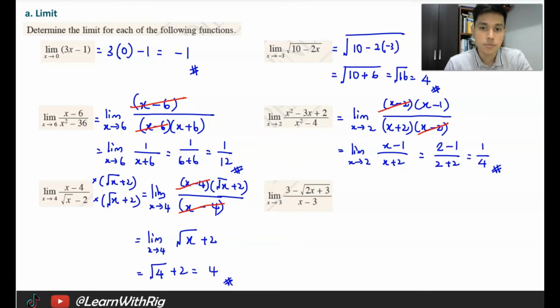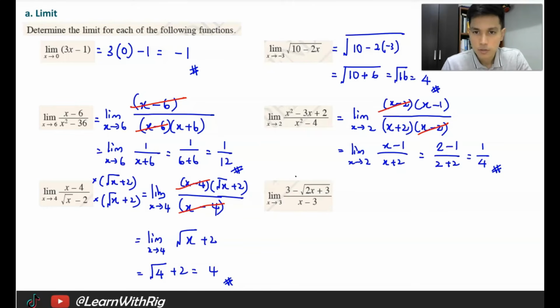Okay, so it's pretty straightforward. Next, the last question here. If you use direct substitution, you will get the same thing, 0 over 0. But you cannot even use factorization. So the only way you can do it is by using the conjugate. So what you're going to do is multiply by the conjugate.